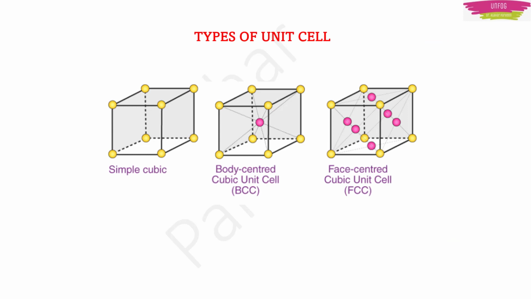Now, as I was talking about simple cubic, body-centered cubic and face-centered cubic, these are types of unit cell. Actually there are a few other types of unit cells also, but we are talking about these three basic types of unit cells: simple cubic, body-centered cubic, BCC, and face-centered cubic, FCC. Let's discuss each type in a clear manner now.